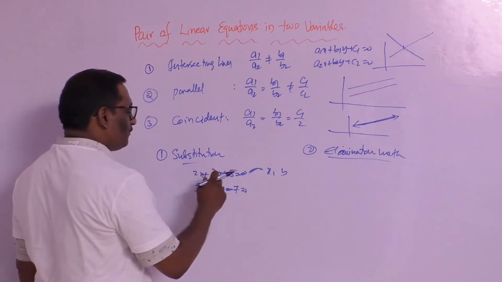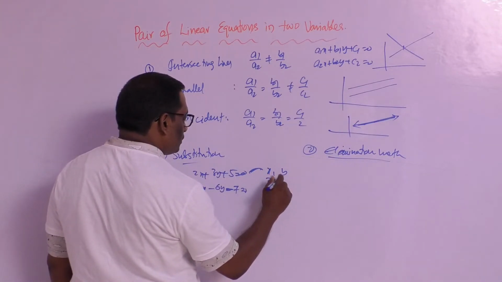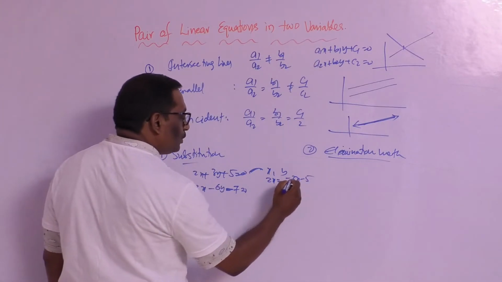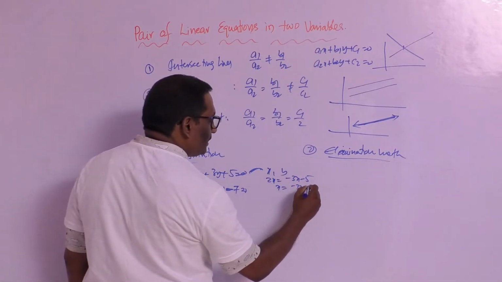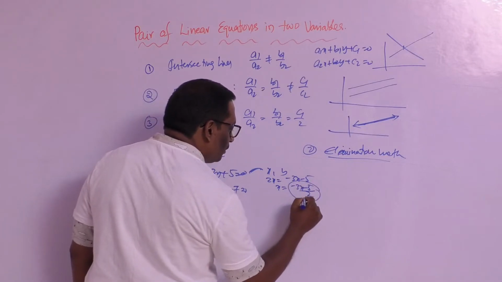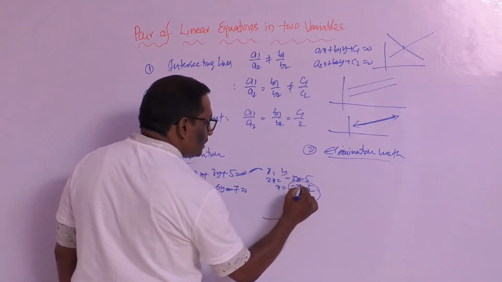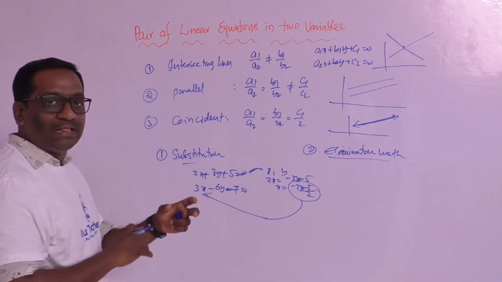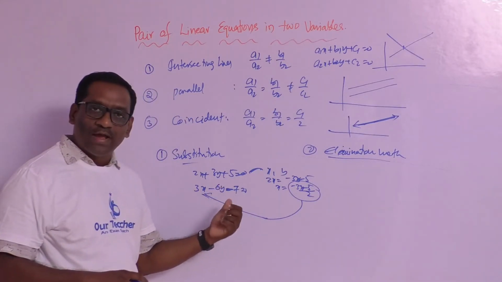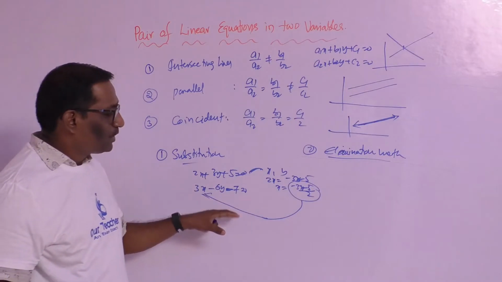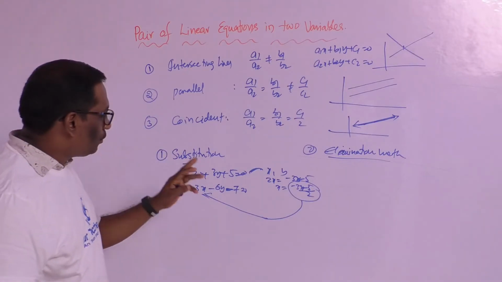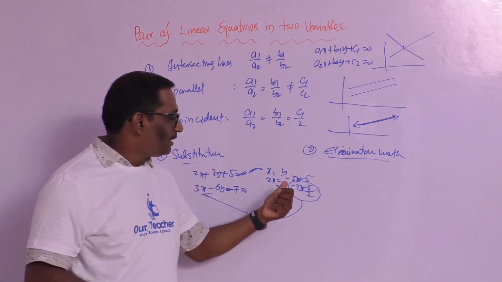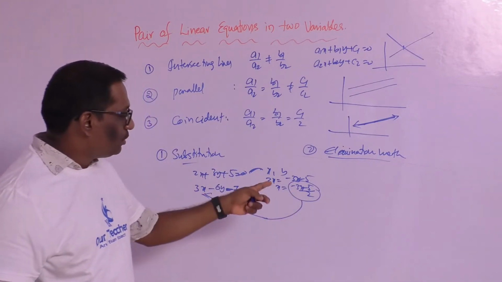From the first equation, if you take the x value, 2x is equal to minus 3y minus 5, so x is equal to minus 3y minus 5 by 2. This value we will substitute in the second equation, so that all the terms will be converted into y. Now if you solve this, you will get the y value. That y value, if you substitute in this equation, you will get the x value.